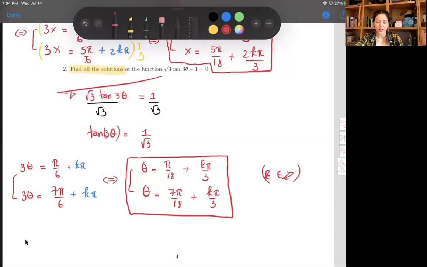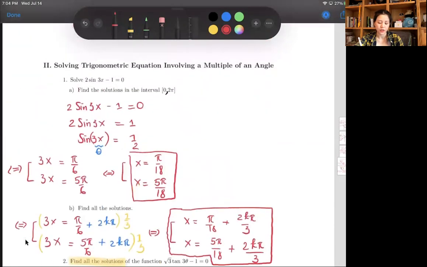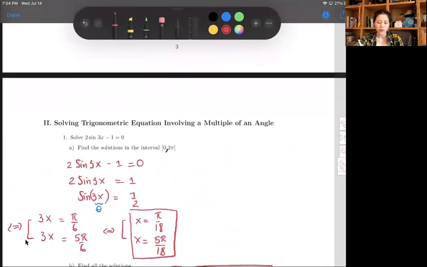Okay. So that's how we solve a trigonometric equation with multiple angles.